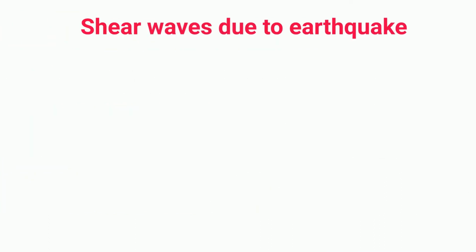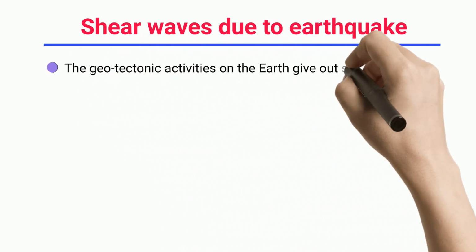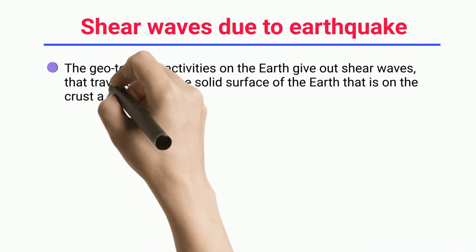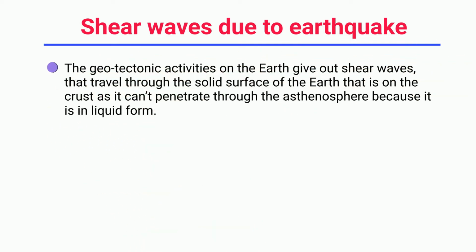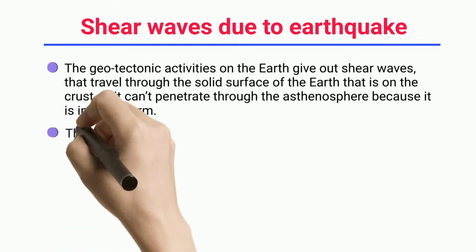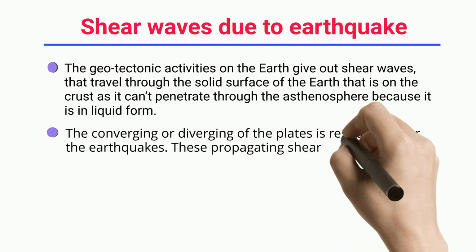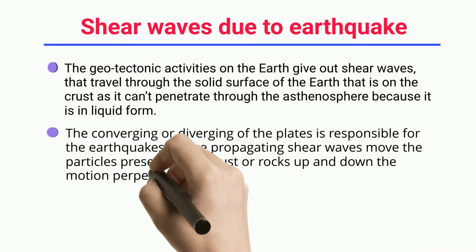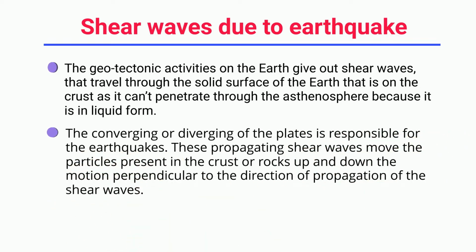Shear waves due to earthquake. The geotectonic activities on the Earth give out shear waves that travel through the solid surface of the Earth that is the crust, as they cannot penetrate through the asthenosphere because it is in liquid form. The converging or diverging of the plates is responsible for the earthquakes. These propagating shear waves move the particles present in the crust or rocks up and down, in a motion perpendicular to the direction of propagation of the shear waves.